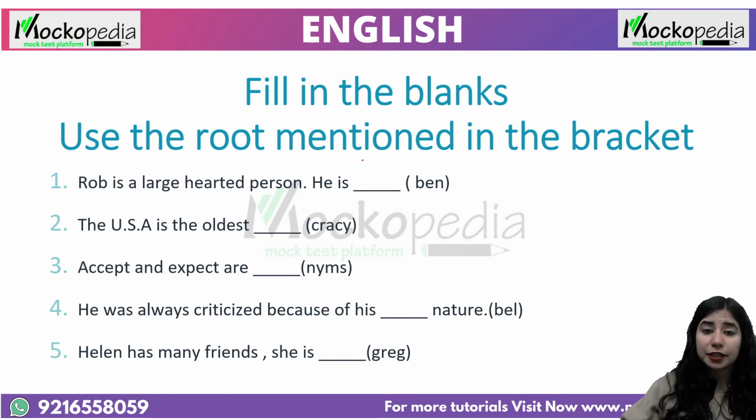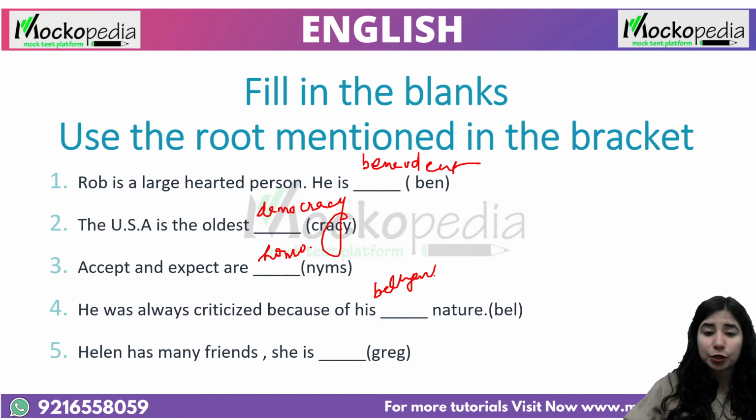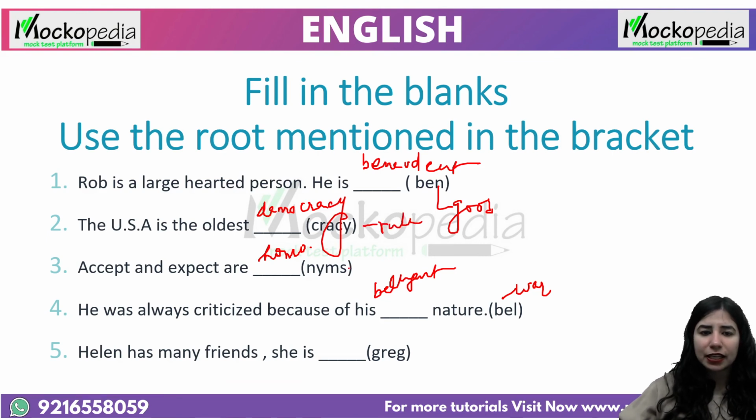So Rob is a large-hearted person. He is benevolent. We learned this word, kind-hearted. USA is the oldest democracy. Accept and except are homonyms. He was always criticized because of his belligerent nature. Remember, bell means war, right? Ben means good. Cracy means rule. Nim stands for name. And this we just did. Helen has many friends. She is gregarious, outgoing, right? Outgoing.